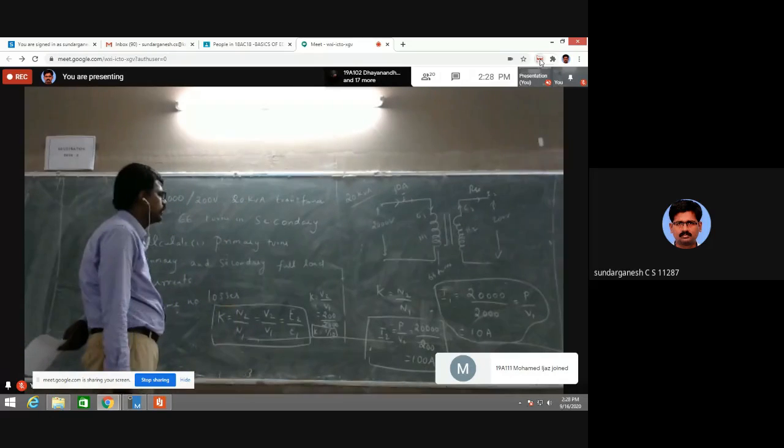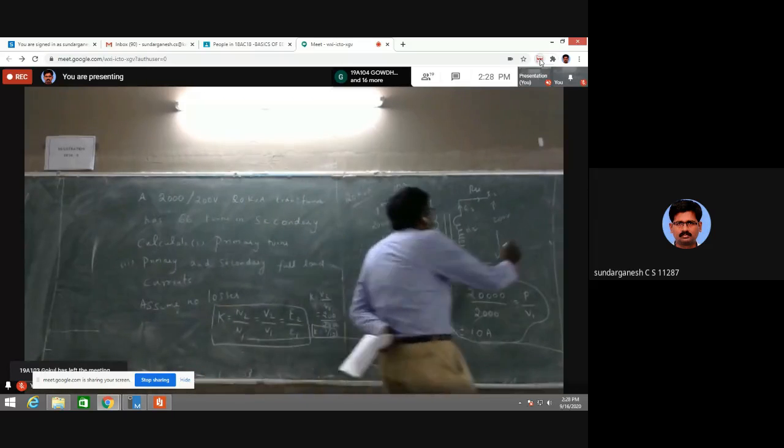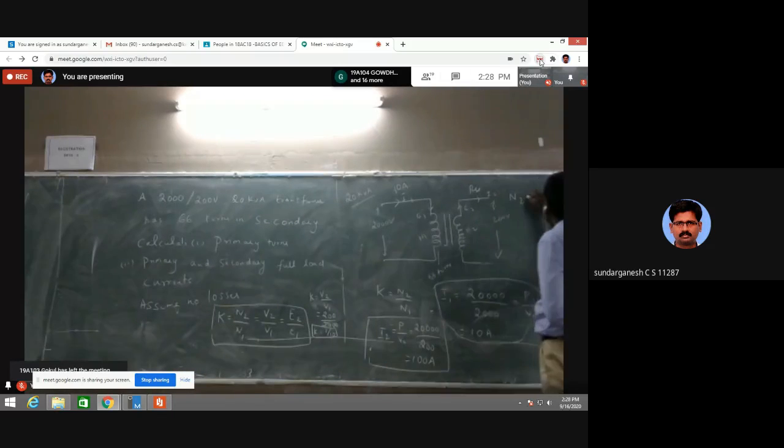Now we have to find N2. N2 equals K into N1. So 1 by 10 into 66 is 6.6 turns.